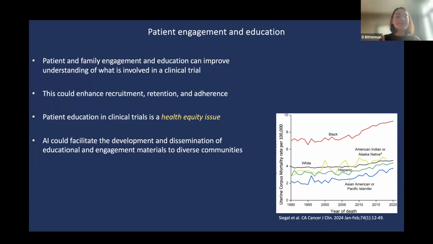Now, AI could potentially facilitate the development and dissemination of educational and engagement materials to diverse communities, because developing these educational materials is important, but really time intensive and difficult to tailor to the wide variety of patients' needs. And this personalization is a really appealing avenue for AI, because you're not leaning on the AI for its internal knowledge, you're leaning on its ability to change style.